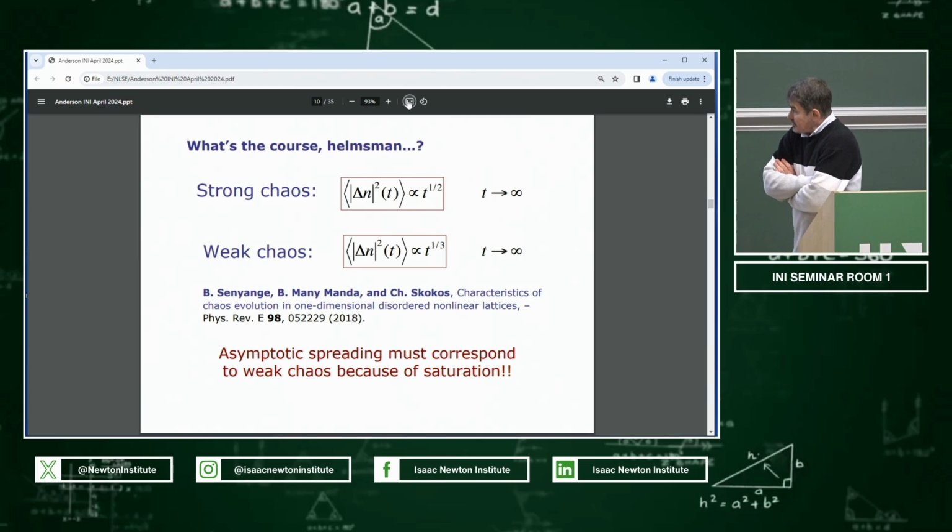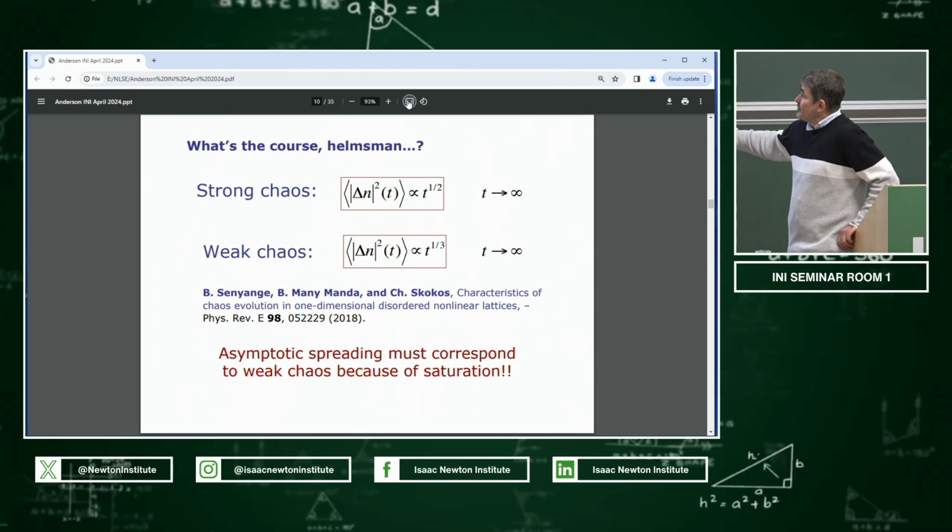Before I present my work, just the current way of thinking, how it is. I think there was a nice paper from 2018 by Sinyash, Manda, and Skokas, who basically said that there are two possibilities, or two distinct scaling laws, in the nonlinear Anderson problem. One is with exponent 1/3, which they associated with a regime they called weak chaos, and the other exponent is 1/2, which they associated with strong chaos.